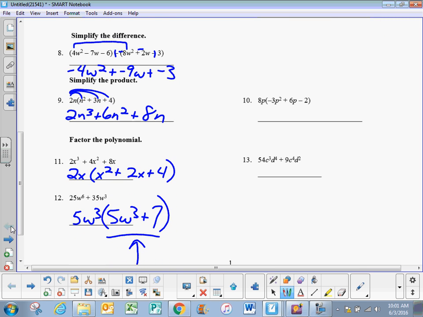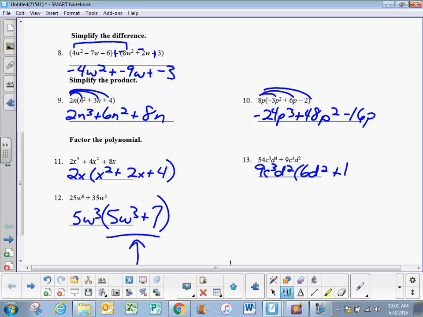Alright, number 10, you distribute and get negative 24p cubed plus 48p squared minus 16p. And this one, you would divide out a 9c cubed d squared and be left with 6d squared plus 1. Well, plus c. Plus 1c or just c. I butchered that so badly. Okay, because this has 4 c's, this has 3, so you'd have 1 left over. Okay. I thought it was 63 C's.